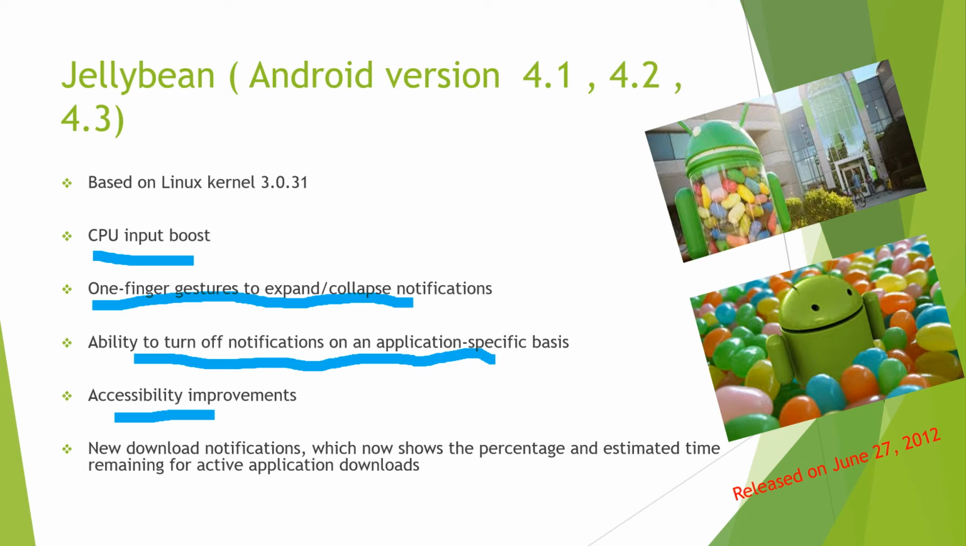Jelly Bean also included a new clock application with built-in world clock, stopwatch and timer. So the stopwatch and timer, whatever we are using today, were introduced during Jelly Bean days. Also, Jelly Bean introduced the group messaging feature. So these are some of the major updates in Jelly Bean.